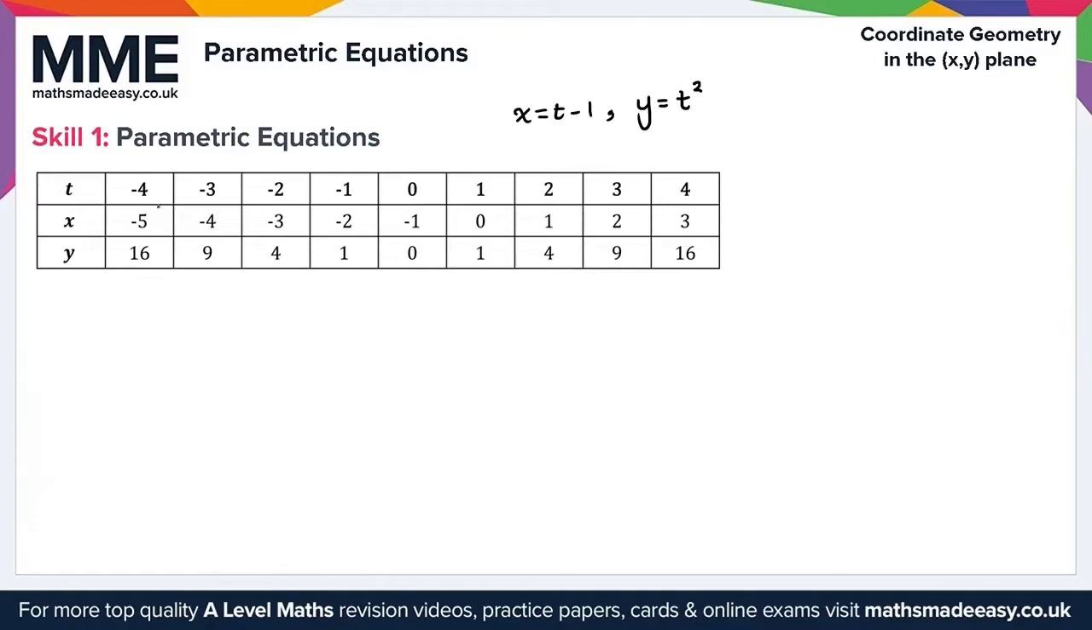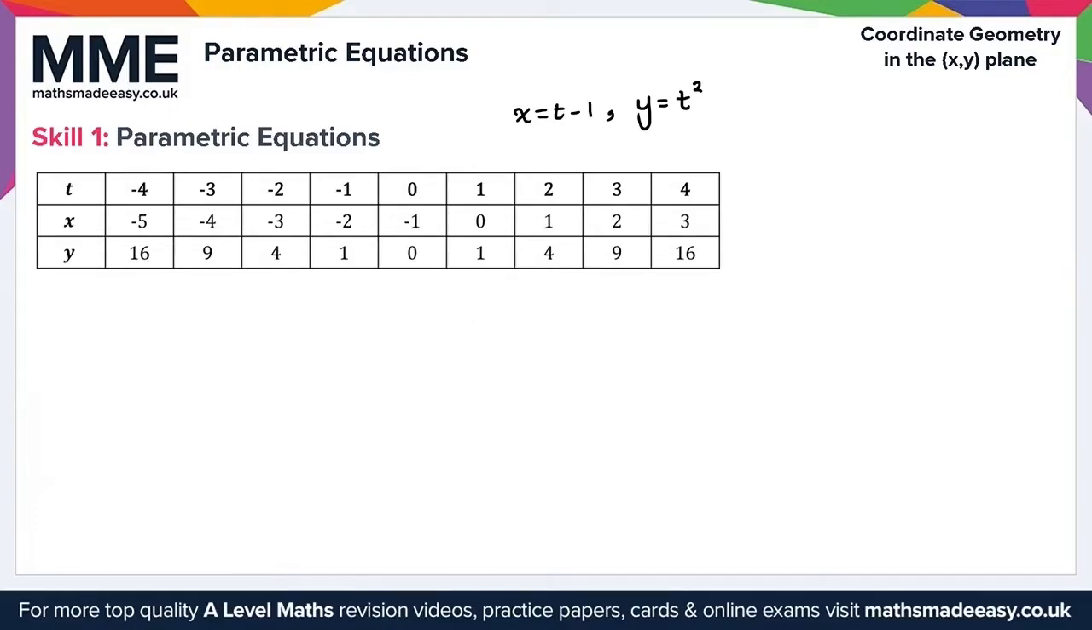Notice here, when t equals minus 4, x is equal to minus 4 minus 1, giving us minus 5, and y is equal to minus 4 squared, which is 16. When t is 0, that's 0 minus 1, giving us minus 1, and y is equal to 0 squared, which would give us 0. So clearly we just need to repeat that for all values. But once you do that, you should find you get these x and y values.